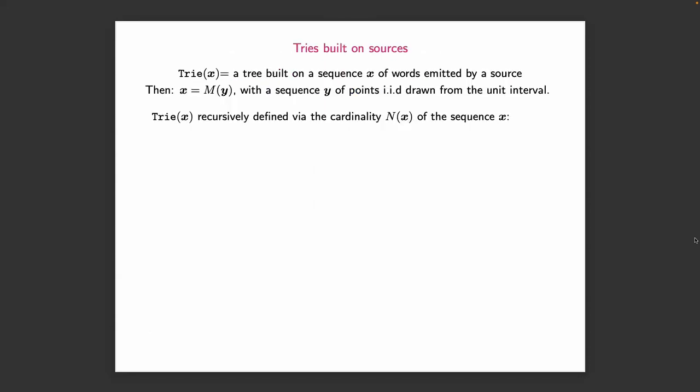Now about tries. I think anybody here knows what a trie is. A trie is a tree which is used as a dictionary. And here we consider a trie built on sources, on words emitted by sources. It means the expansion, in fact, of M: the sequence X is the image by M of the sequence Y, where Y is a sequence of points of the unit interval.